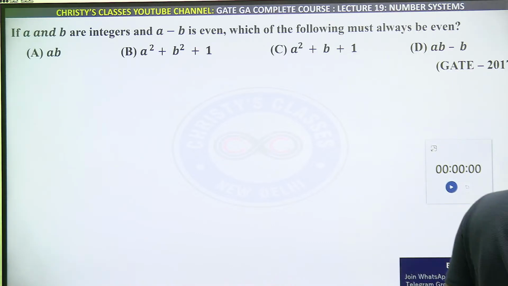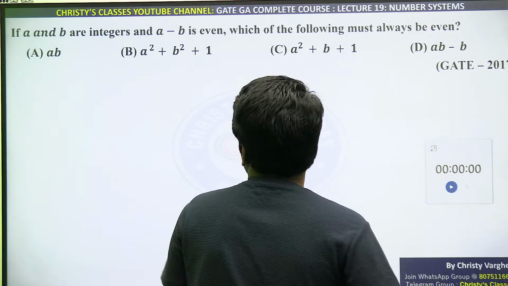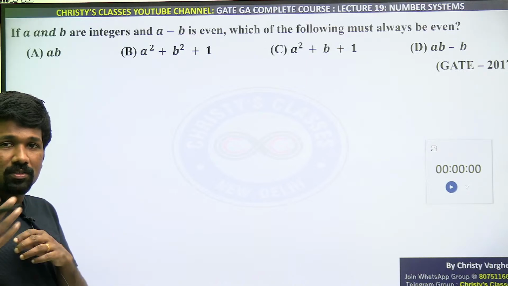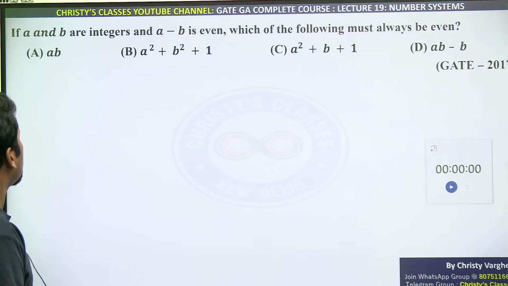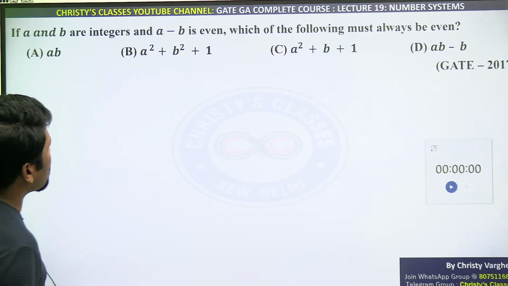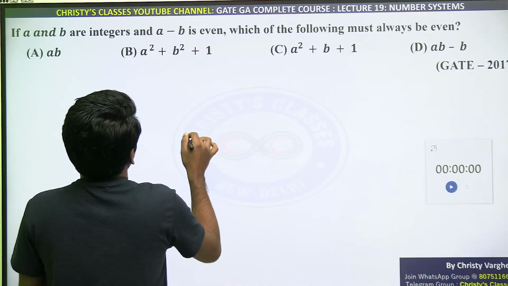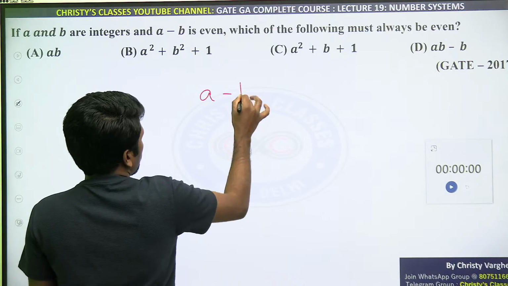Okay, so very simple now. 2017 GATE exam problem this was. A and B are integers. Integers means it can be minus infinity to plus infinity. Any of those integers are possible. Positive, negative, neutral. A and B are integers and A minus B is even. So that is where we need to start. A minus B is even. A minus B even होने के लिए क्या क्या possibilities है?